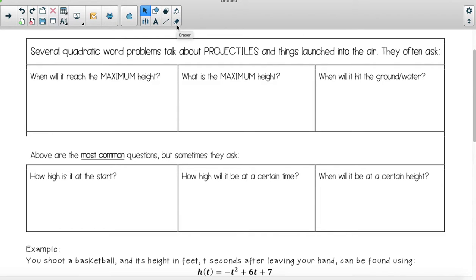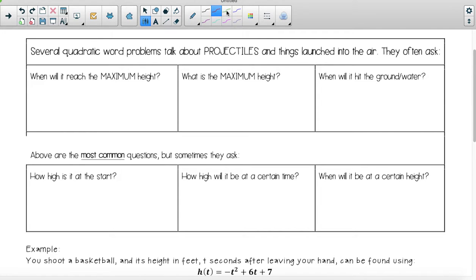This video is on quadratic applications. There are several quadratic word problems that talk about projectiles and things launched into the air. There are some words that point out what you're looking for. They often ask for when will it reach the maximum height. So what is it really asking?